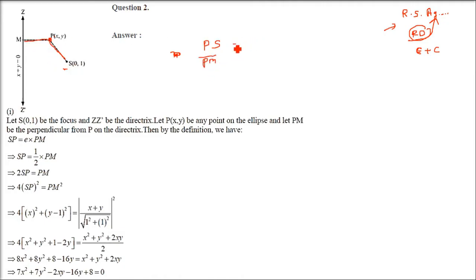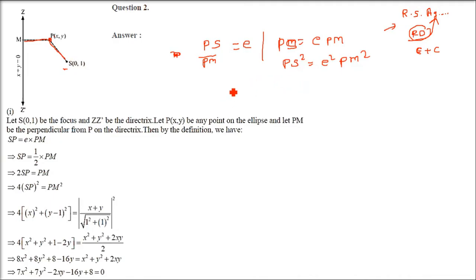PS by PM, that is the distance of this point from the focus and the distance of this point from the line, the ratio is going to be e. Since e is given as half, which is less than 1, it is an ellipse. So PS is going to be e into PM. Square both sides: PS square is going to be e square PM square.